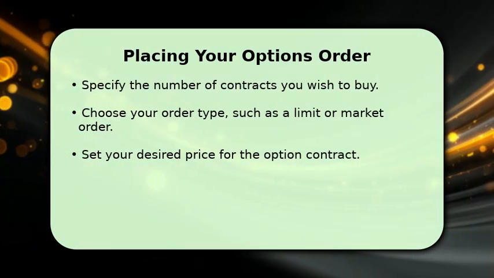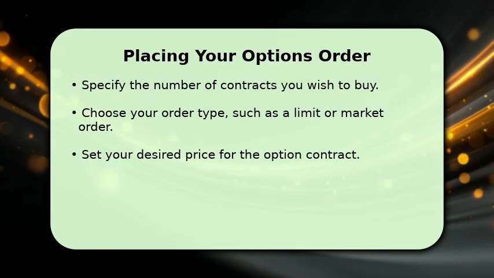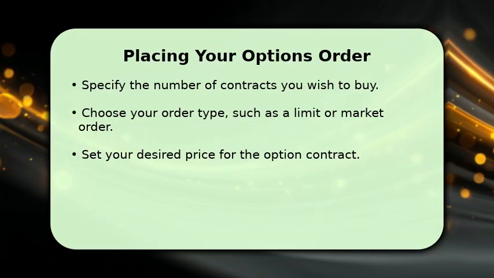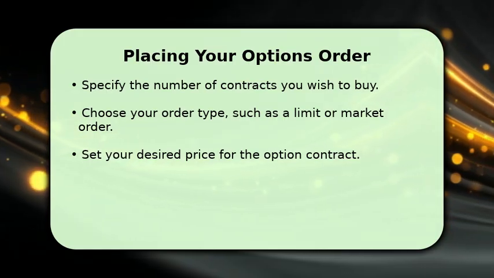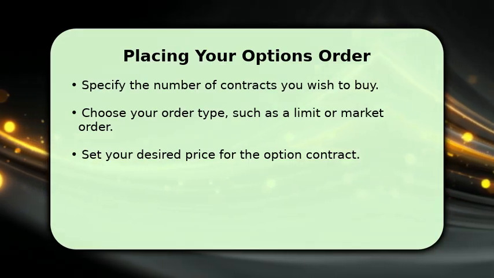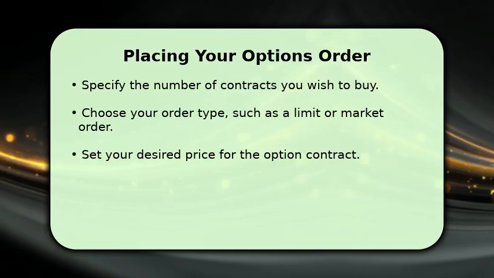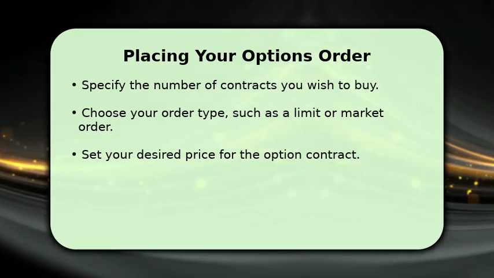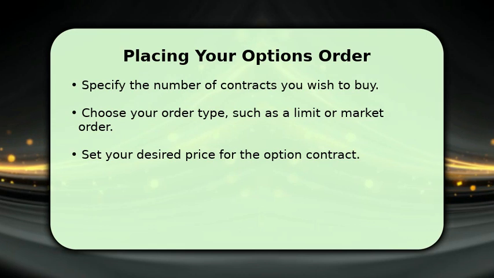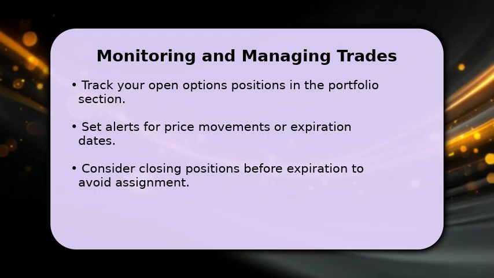With your option contract selected, it's time to place the order. Enter the number of contracts you intend to purchase. Remember, one contract typically represents 100 shares of the underlying stock. Next, choose your order type. A limit order allows you to specify a maximum price, offering more control than a market order. Input your desired price, perhaps $2.50 per share, and then thoroughly review all the order details before clicking Submit to send your trade.